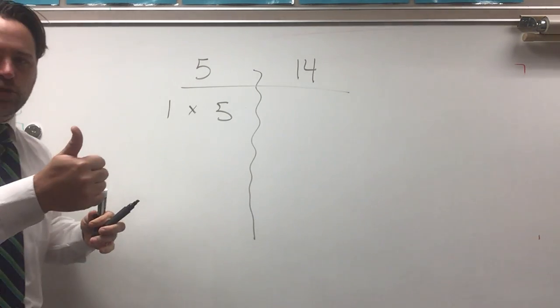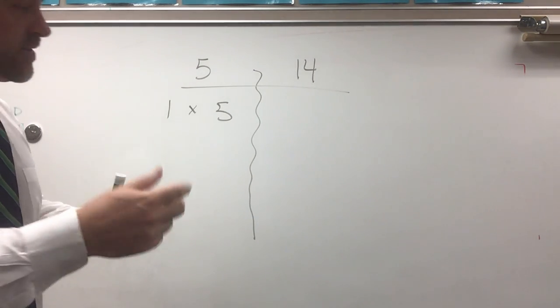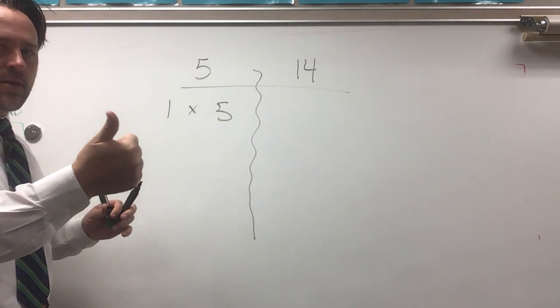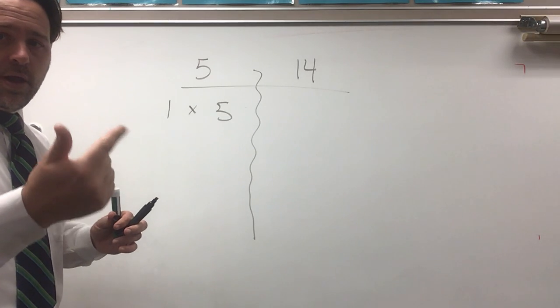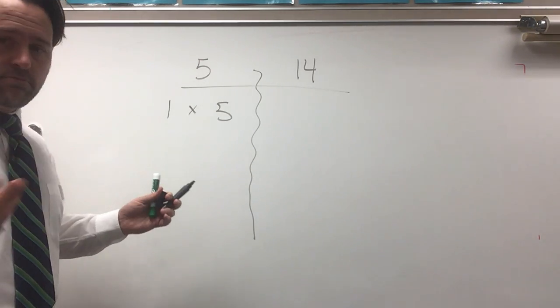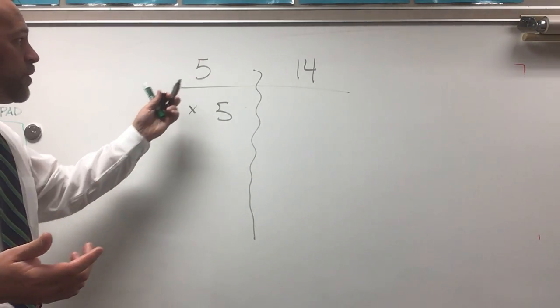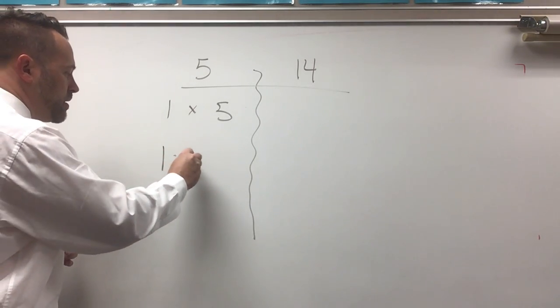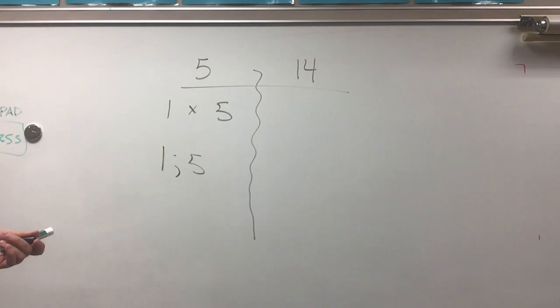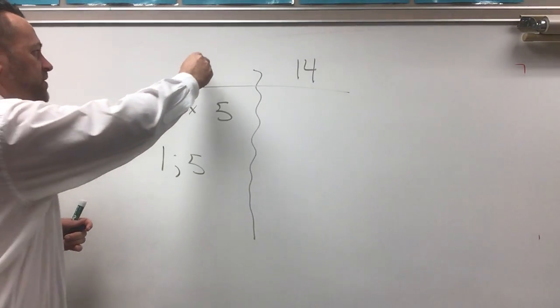Let's count by 2's. 2, 4, 6. That doesn't work. What about 3? 3, 6. That's not going to work. What about 4? 4, 8. No good, right? The only factors of 5 are 1 and 5. So we're going to give this a special name today.